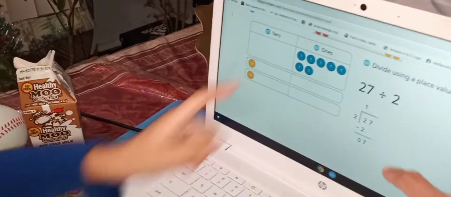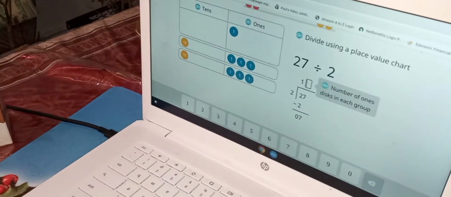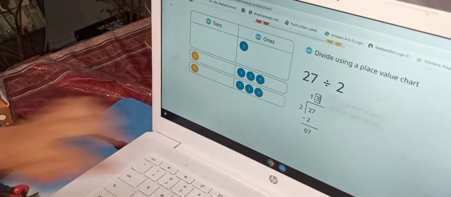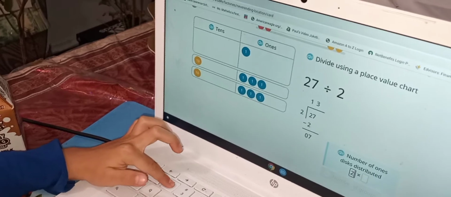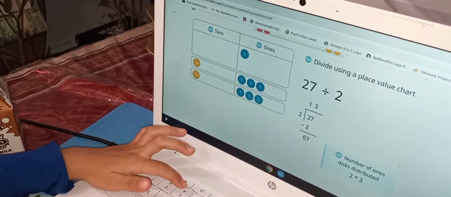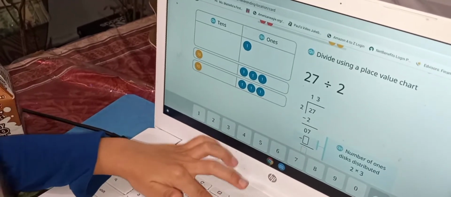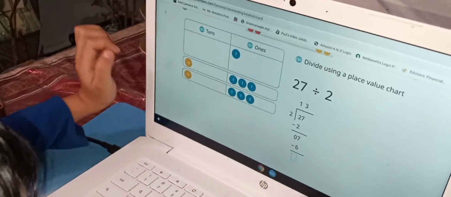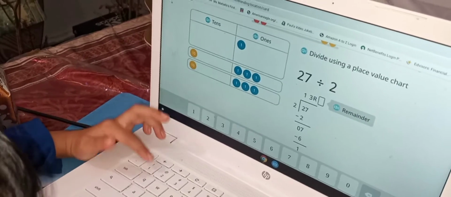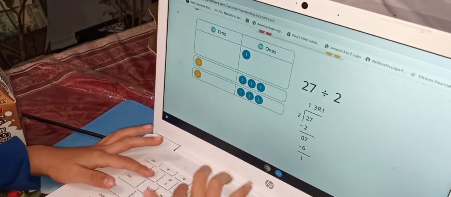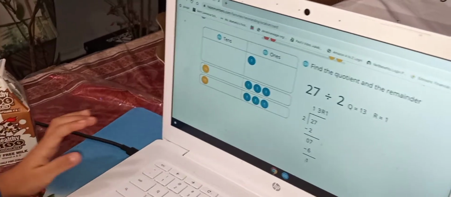Now you do 7 divided by 2. How many 2s can you get from 7? So 3. 3 times 2 or 2 times 3 is what? 6. Alright, now 7 minus 6 equals 1. And that would be your remainder, 1, because you can't divide it anymore by 2. The quotient is 13 and the remainder is 1. Very good.